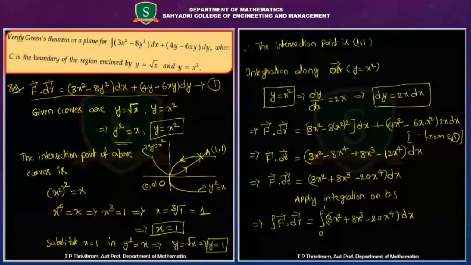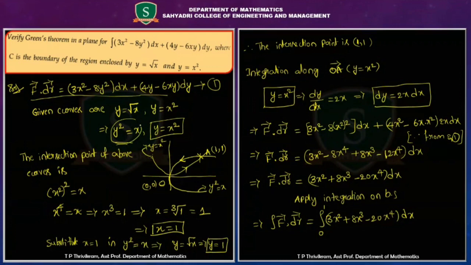Now from AO is nothing but this curve we are using, x equal to y square. Both the curves we have to do. That is what is asked now: verify Green's theorem in the plane over the integral when C is the boundary of the region enclosed by y equal to root x, that means x equal to y square, and y equal to x square. Both the curves you have to do. Clear?